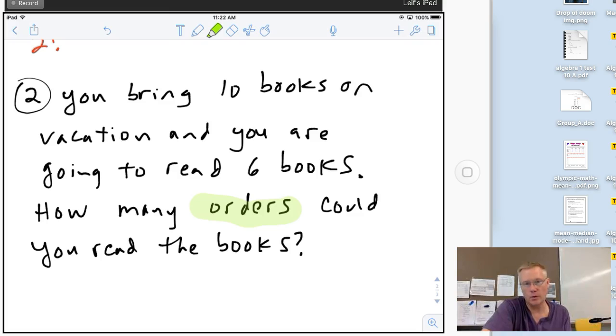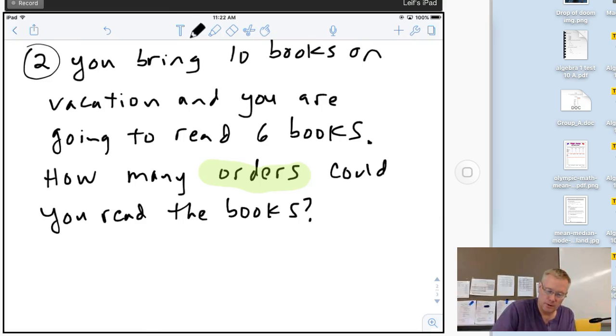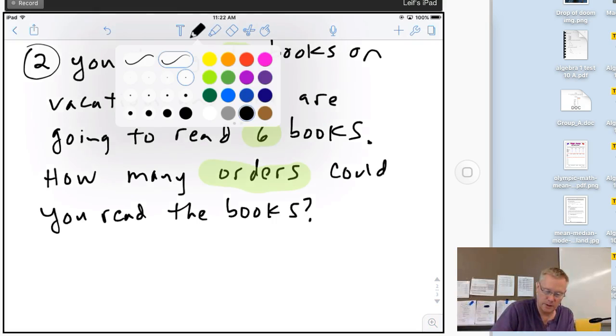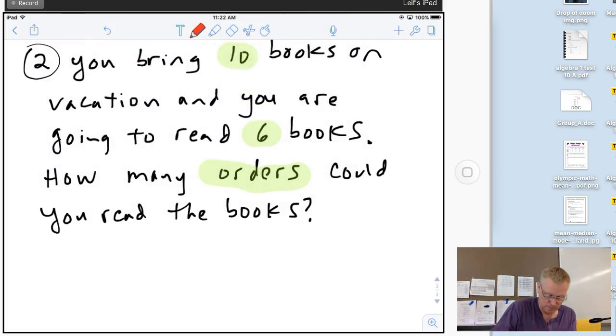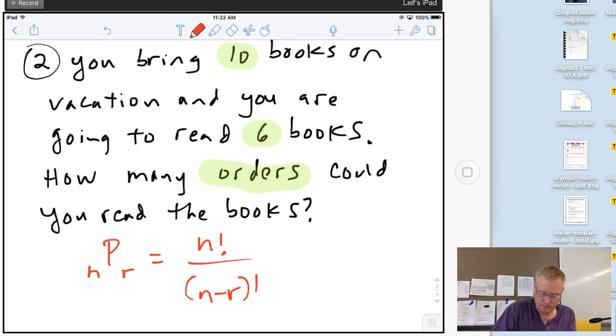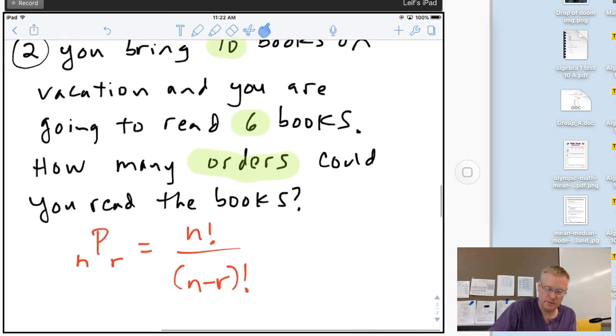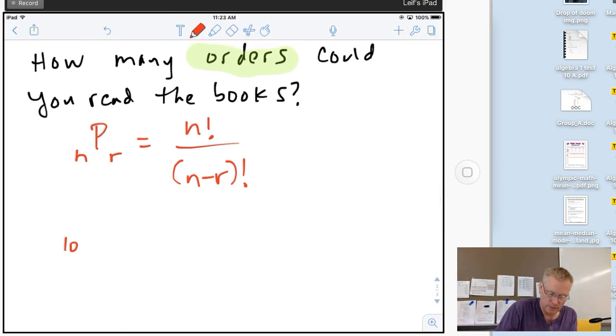In this case, clearly order is the word that sticks out. The other important parts of this word problem are the 10 and 6. And I know already that I'm going to use the permutation formula. The 10 and 6 are going to be n and r. Remember, the 10 is the bigger number, so that goes in for n. So I get 10 factorial over 10 minus 6 factorial.